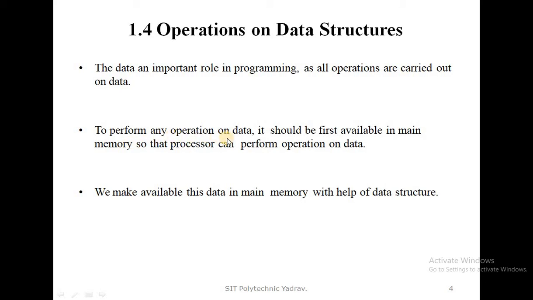To perform any operations on data, it should first be available in main memory, so that the processor can perform operations on data. Meaning, when data is stored in memory, that time our processor performs operations on the data, otherwise not.